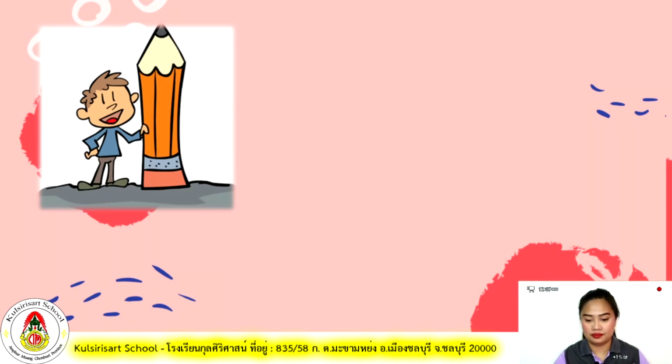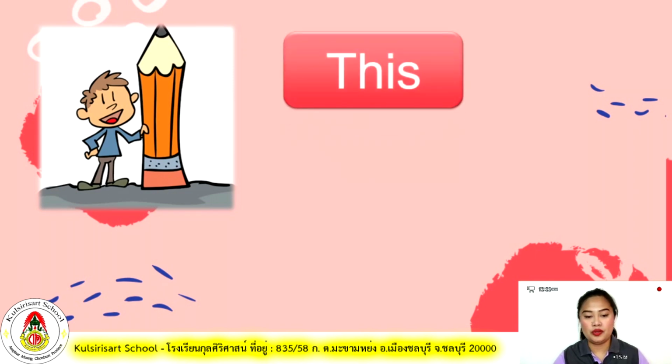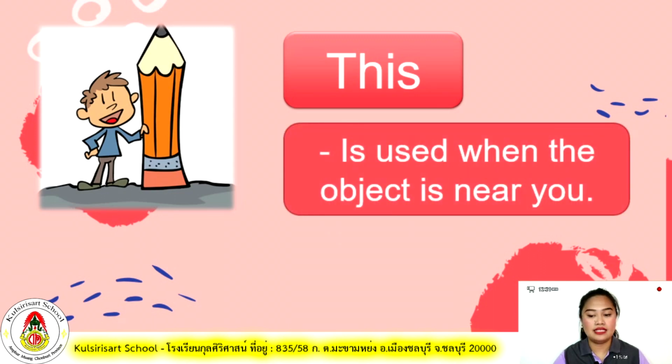Look at the picture. The boy is holding the... What is it? Isn't it a ruler? Well, I don't think so. This is a pencil. First, we will be discussing when to use the demonstrative pronoun this. This is used when the object is near you. When we say near, just like the picture, the boy is holding, which means the pencil is near to the boy, or the boy is near to the pencil.